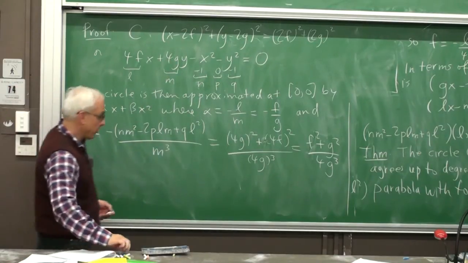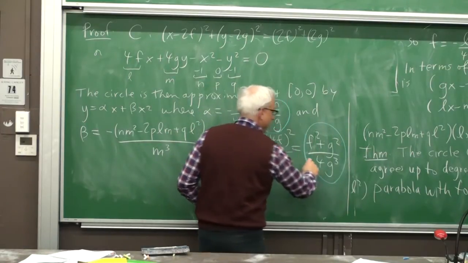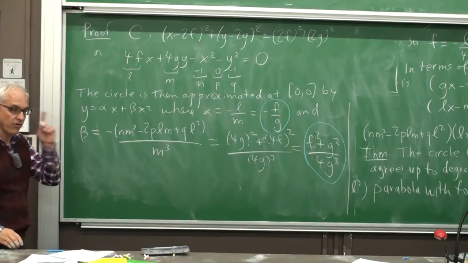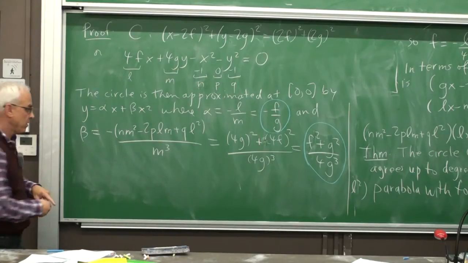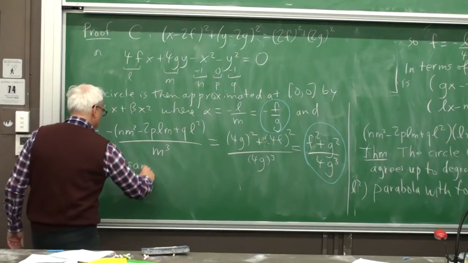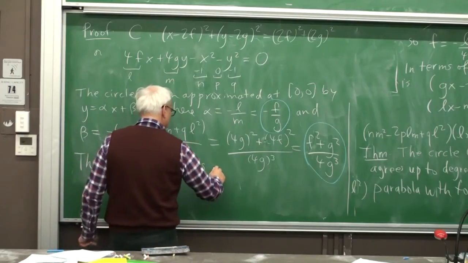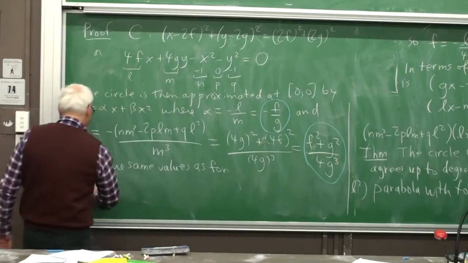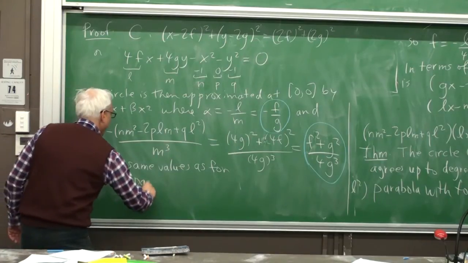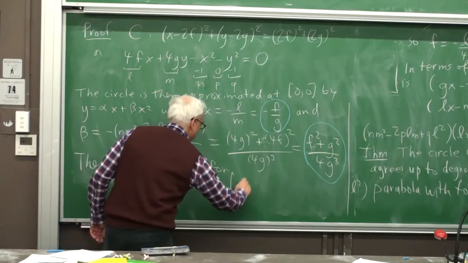So these two values, these are the same values that we got for the parabola whose focus was FG. These are the same values as for the normal parabola with focus F and G.